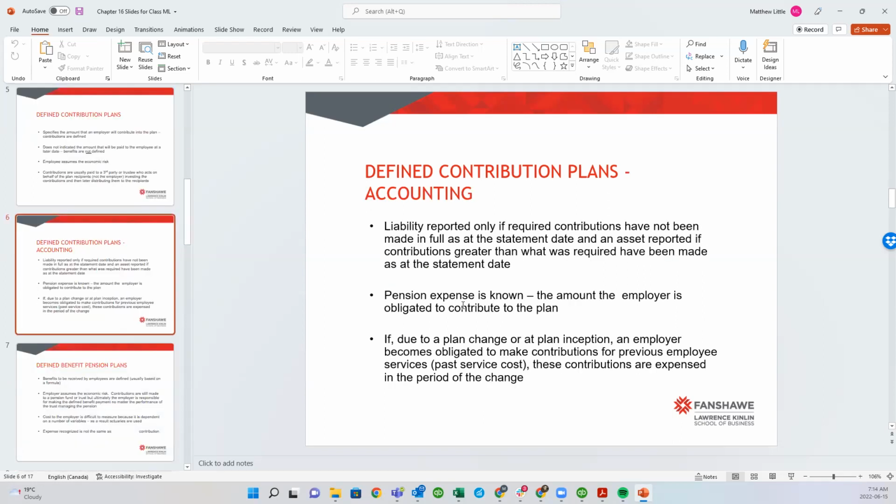Under the accounting side, the liability is only reported if the required contributions have not been paid in full. So there's no liability on the company's behalf unless they have not sent the funds to the trustee or the pension holder. The pension expense is known because it's stated in policy or employment agreements as X% of salary, whatever that might be. So there are no crazy calculations like we will get into in a moment for defined benefit.